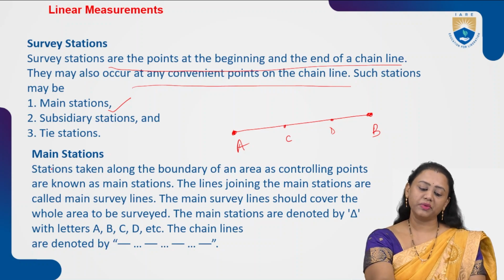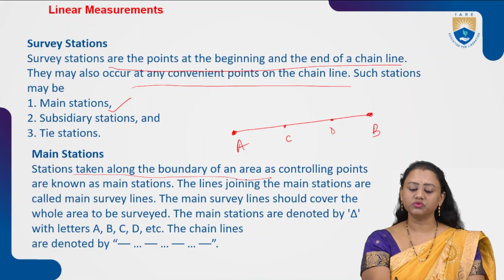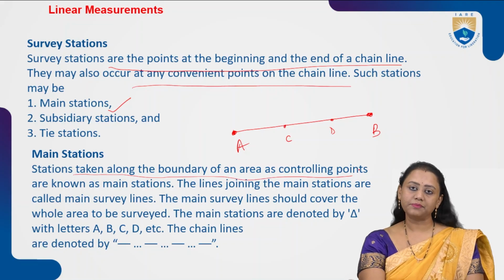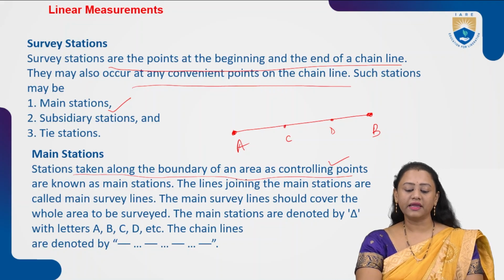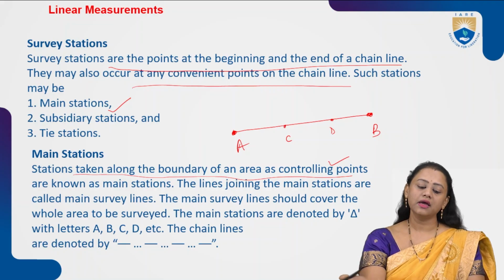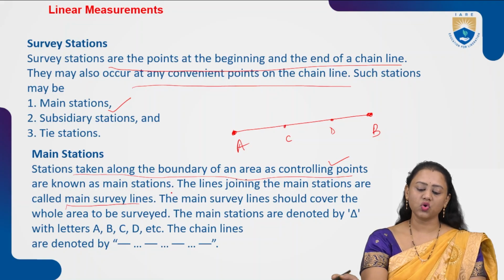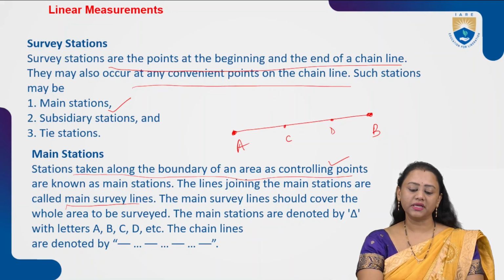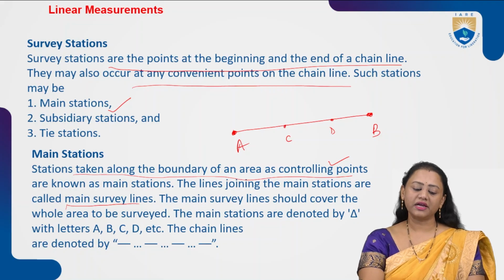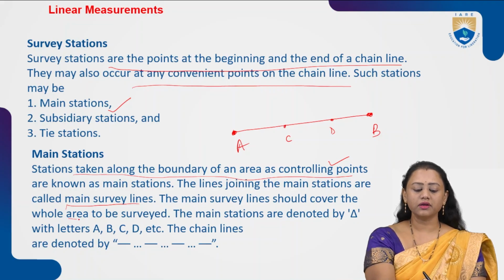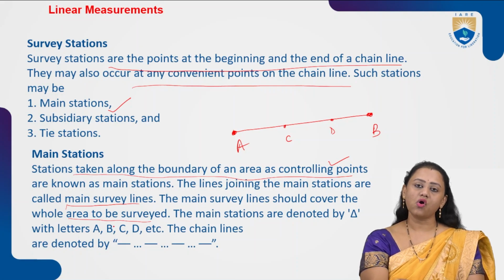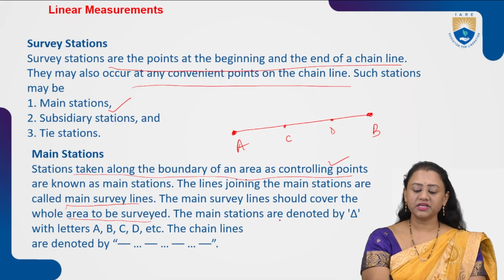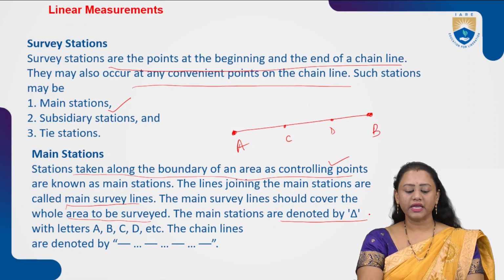Let's discuss the main stations. These are the stations taken along the boundary of an area as controlling points. So the main controlling points are known as the main stations. The lines joining the main stations are called main survey lines. The main survey line should cover the whole area to be surveyed. So the main stations should be selected such that they cover all the main areas. The main stations are denoted by the letters A, B, C, D and by the symbol delta.